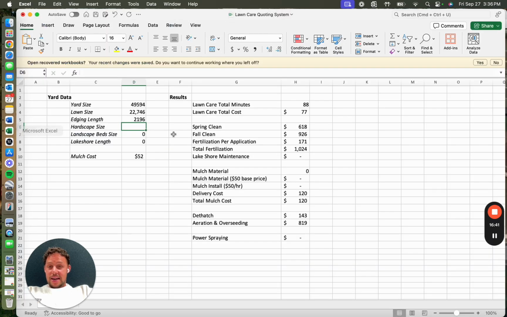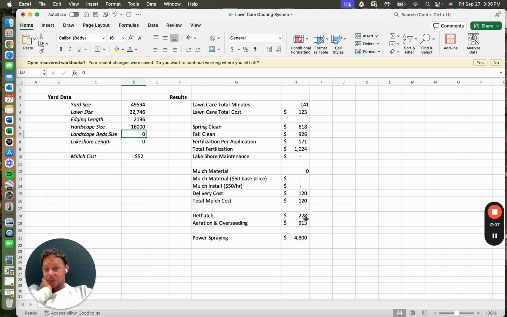So luckily we have that added into our spreadsheet. Let's say 16,000, we'll just do 16,000 even. So you can see it, about $123 to mow this lawn every week. So at this point, we have our lawn care costs per visit, our spring cleanup, our fall cleanup, our fertilization cost per visit, fertilization for the season, our dethatch price.